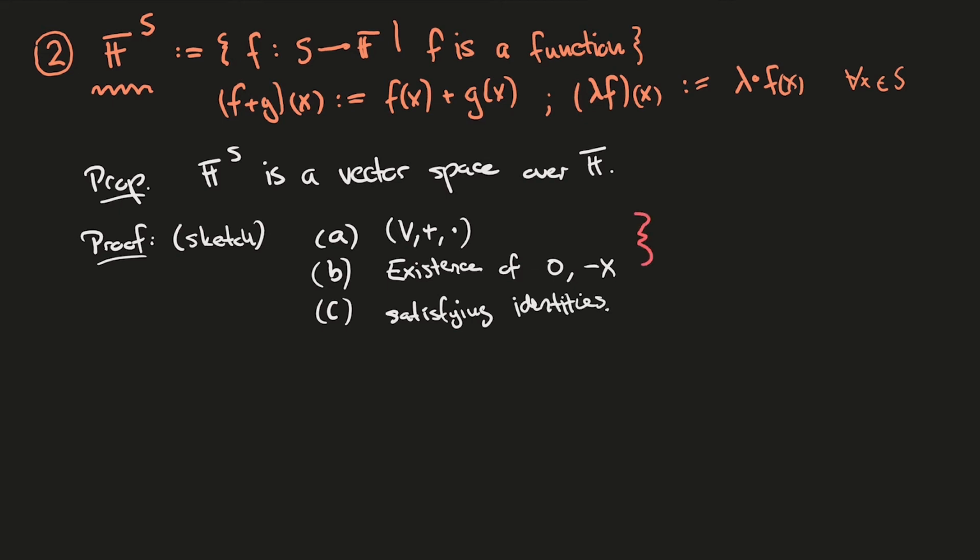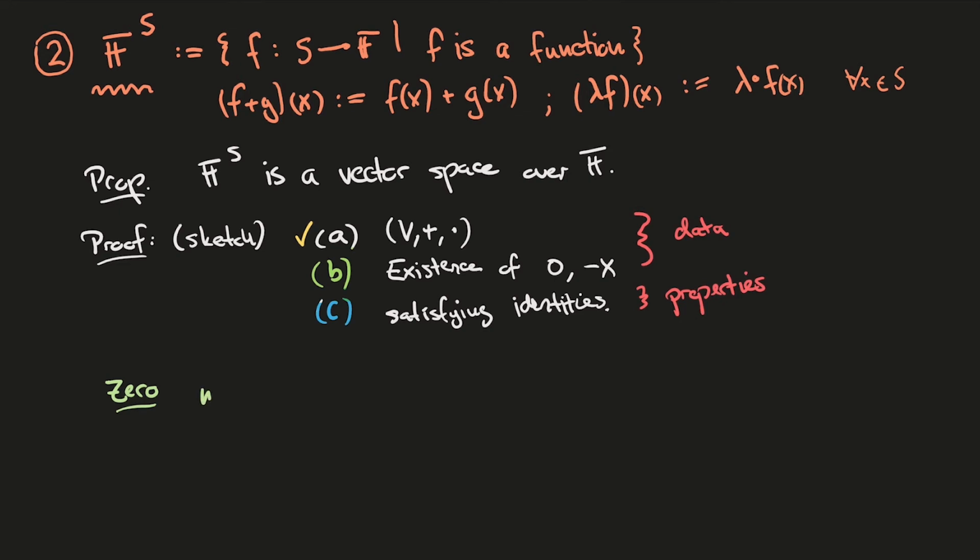We can group this as follows. A and B could be called the data of a vector space, and C could be called the properties that these data are required to satisfy. In our case, A is already given, so we have the definition of the set Fs and the operations on that set above. And in what follows, I will show B, so the existence of the zero and the additive inverses, and I'll show one of the identities in C. Let's start by determining the zero element.